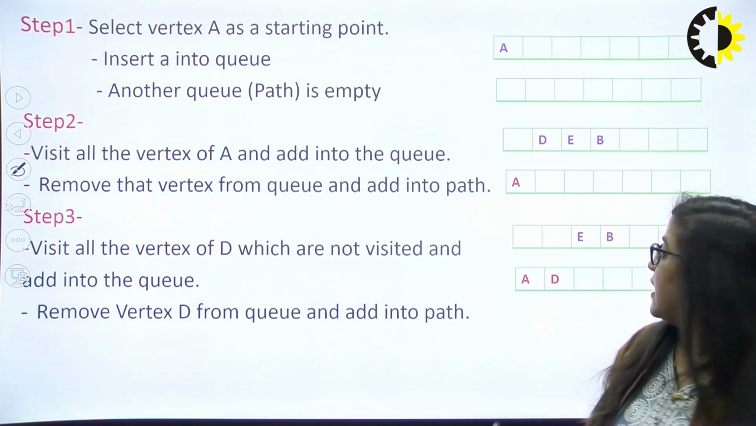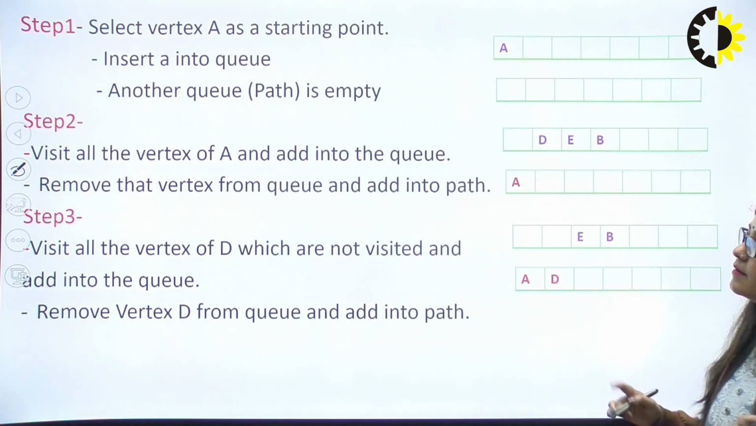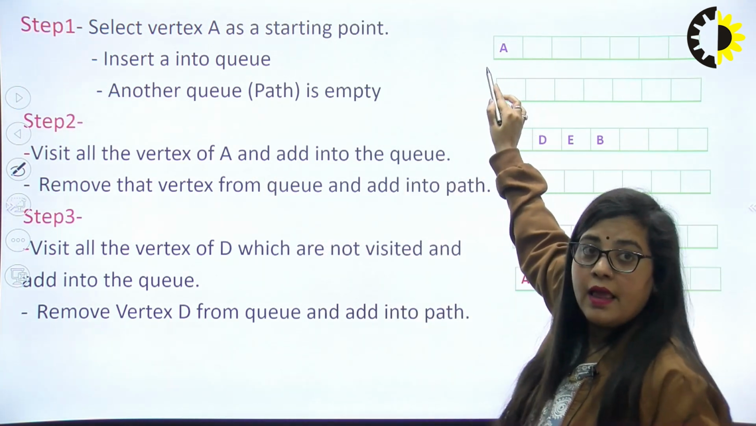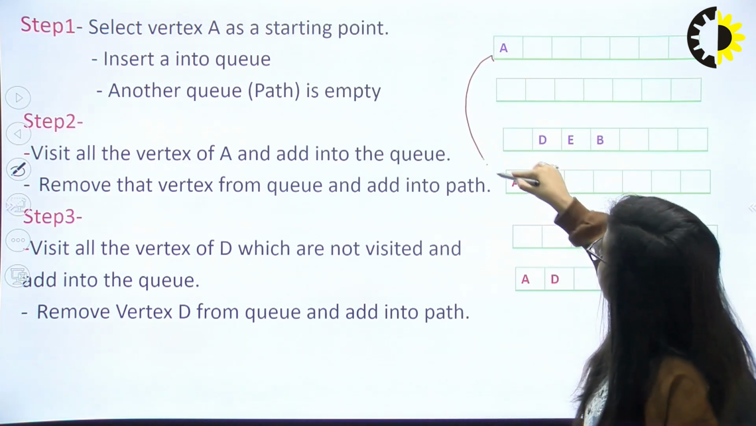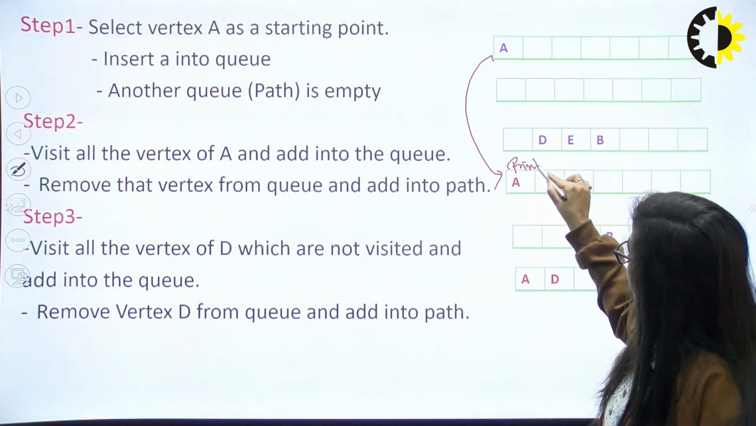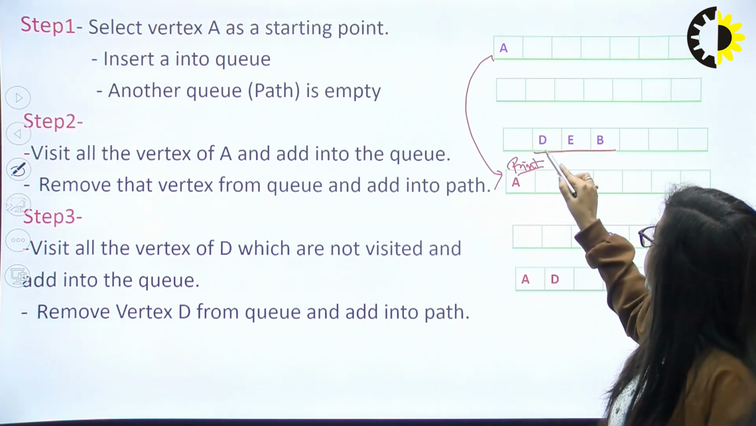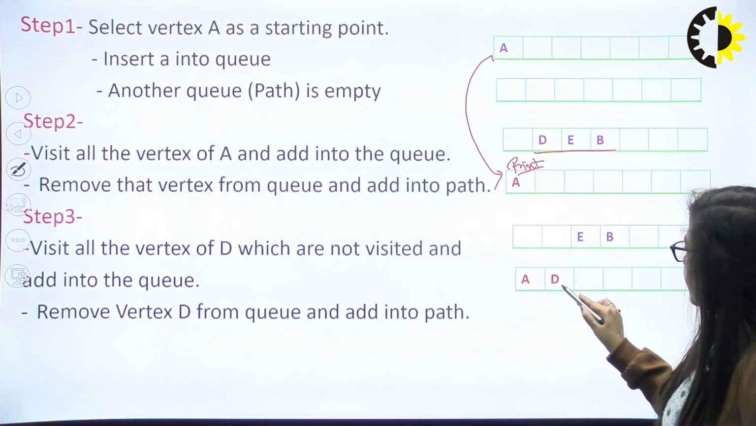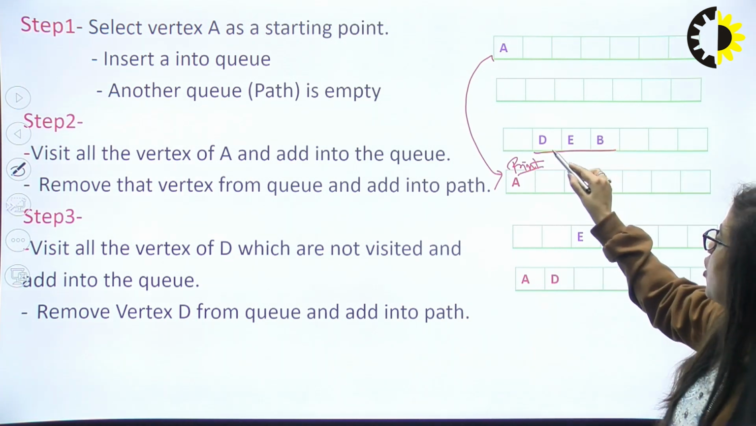So first we start according to the graph, as I told you in the previous slide. First of all we insert A. Then A is output from the queue for printing. Print A, and these are the adjacent nodes of A: D, E, B. Now the turn is D. D is also printed and we insert the adjacent nodes of D.